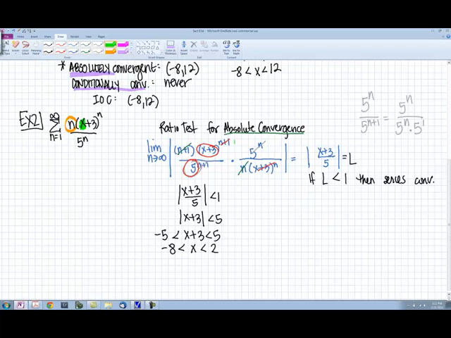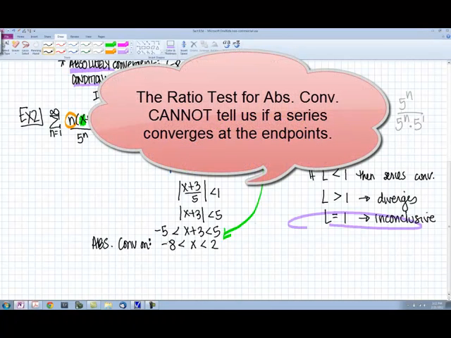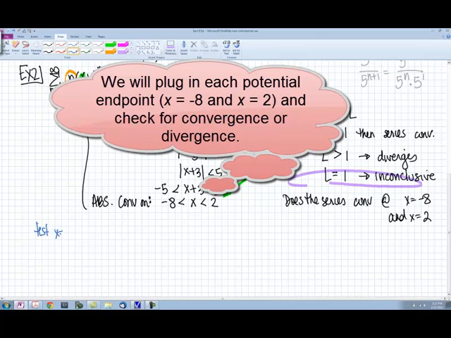Because this is the ratio test for absolute convergence, that means I know that my series is absolutely convergent on this interval. Now what else does the ratio test say? Our ratio test said that if L was less than 1, the series converged. Do you remember what the test said when L was greater than 1? It diverges. What happens when L is equal to 1? It was inconclusive. So I have no idea if the series converges at x equals negative 8 and at x equals 2. So we're going to test x equals negative 8.